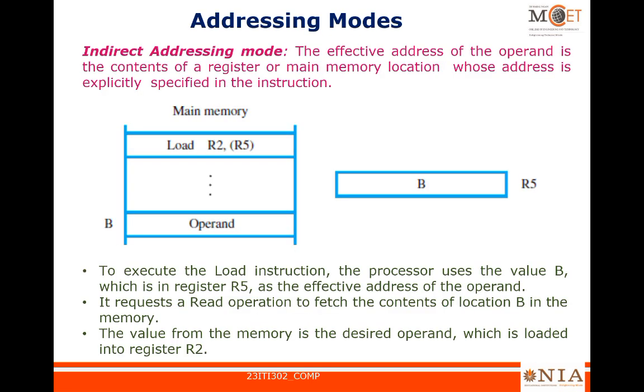The next is indirect addressing. It specifies either a register or the main memory. For this we need to access read and write operations, which will be explained over indirect addressing.